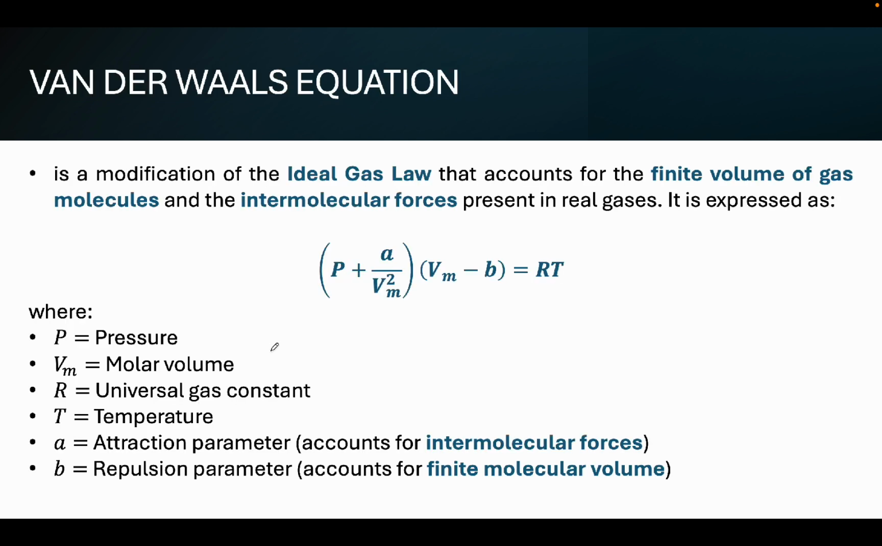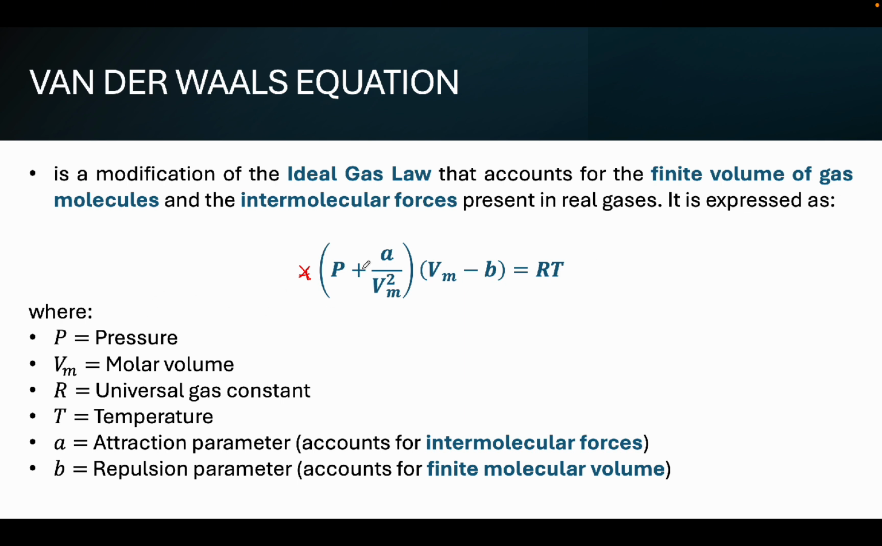Now, let's proceed to the van der Waals equation. The van der Waals equation is a modification of the ideal gas law that accounts for the finite volume of gas molecules and the intermolecular forces present in real gases. So, the ideal gas law is for the ideal gas, whereas the van der Waals equation is for real gases. Now, the van der Waals equation is expressed as (P + a/Vm²)(Vm − b) = RT.